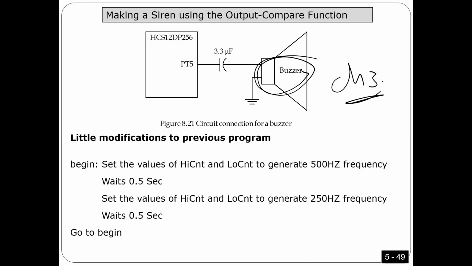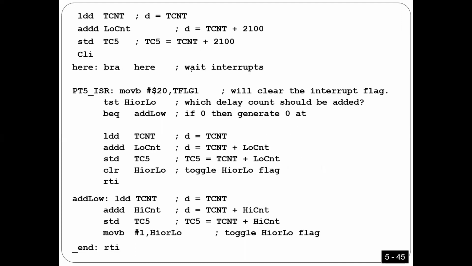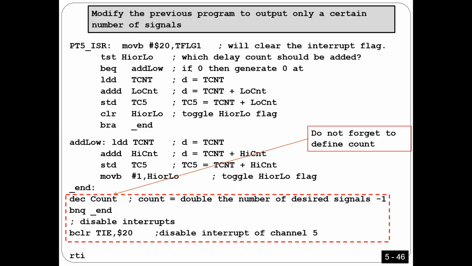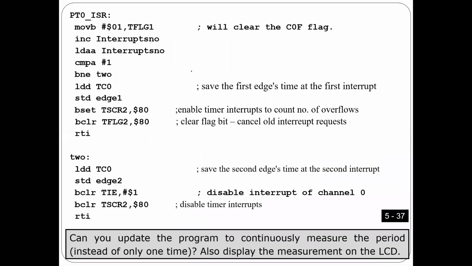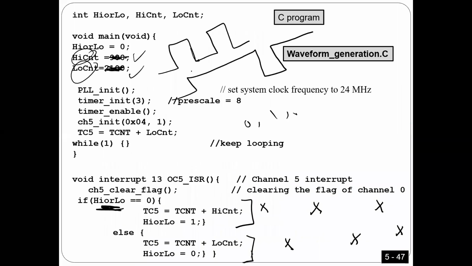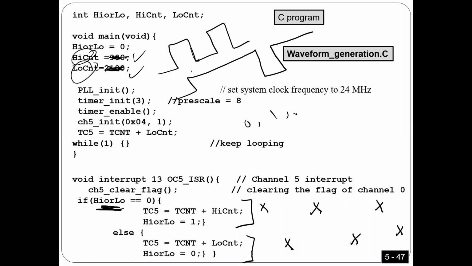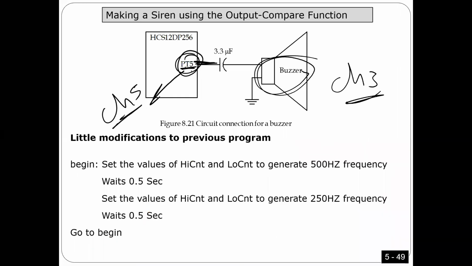So now I want to use output compare to generate the signal, because look here, guys, this pin is connected to BT5. BT5 is actually channel 5, right? So what I want to do is generate a signal similar to the signal I just explained. Similar to this program, which will generate a signal, I want to generate a signal here to make a police siren.